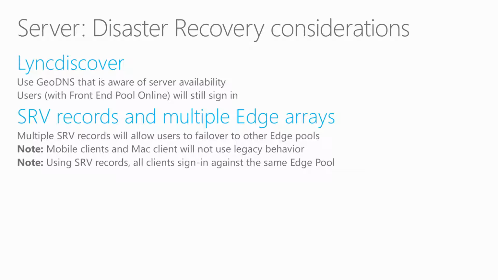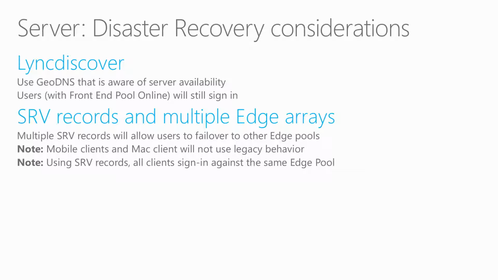that is aware of server availability. So this GeoDNS would send users, when they try to resolve the DNS entry, always to a local pool. But more important than that the pool is local is that the pool is still online. If Lync Discover does not resolve, there is a high chance that users won't be able to sign in anymore. And that would be really a shame if you still have servers and pools available, but users just cannot find them. So the recommendation is to use GeoDNS with server awareness.